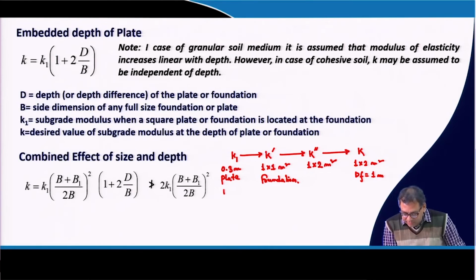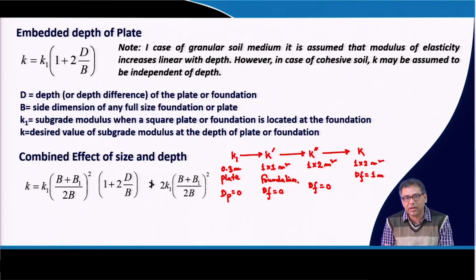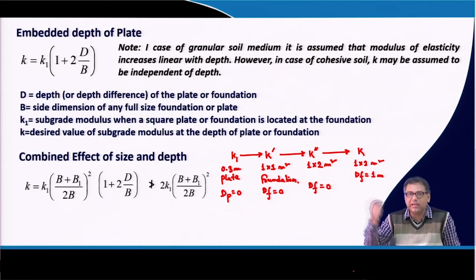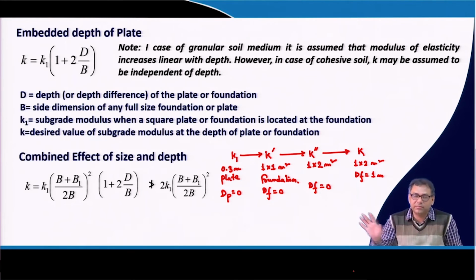And in all these cases Df or Dp is 0. Here also Df is 0, here also Df is 0. So, you understand the conversion part, that Dp is equal to 0. That means, first you convert from plate load size to square footing, then to rectangular footing, then with some depth. And the third and fourth K values you can interchange. That means, you can do the depth correction first, then go for the shape correction, that is okay, fine.